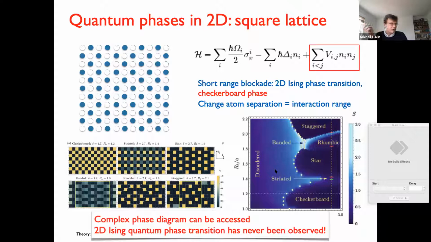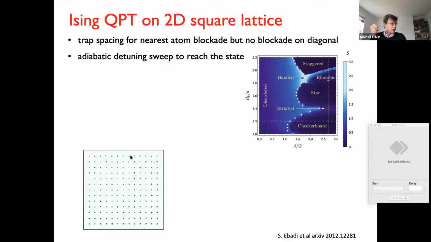Moreover, the phase transition into these various states, even into the simplest anti-ferromagnetic state, has actually never been observed in two dimensions, a quantum phase transition in a so-called 2+1 dimensional system. All right, let's see if we can do it. So we prepare the square lattice arrangement of the atoms, again in the ground state.